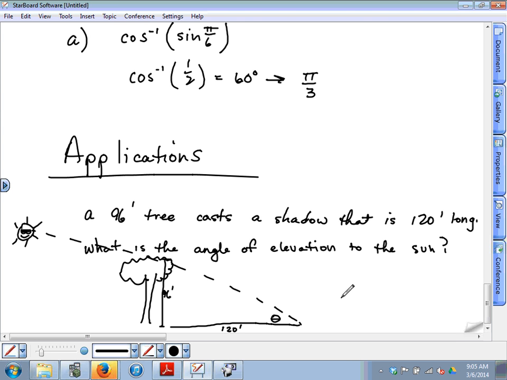What are we using here? Sine, cosine, or tangent? Tangent of theta is 96 over 120 feet. Inverse, so theta is equal to the inverse tangent, or arctangent. You can reduce that. We could, but the calculator doesn't matter one way or the other, whether you reduce it beforehand or afterwards. So we can just type in 96 over 120.